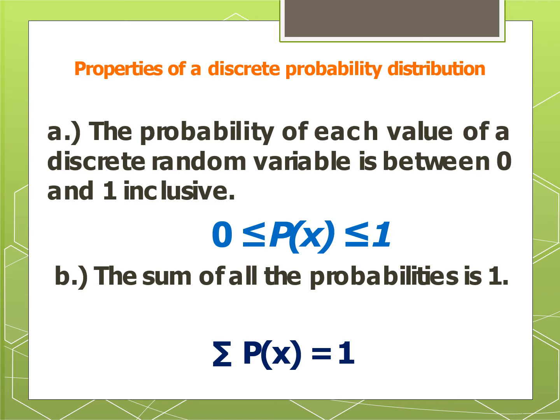The following properties must be satisfied before a distribution can be considered a discrete probability distribution. The first property: the probability of each value of a discrete random variable is between 0 and 1 inclusive. That is, in symbols, the probability must be greater than or equal to 0 but less than or equal to 1. And the second property that must be satisfied is that the sum of all the probabilities must be equal to 1. Is that clear?